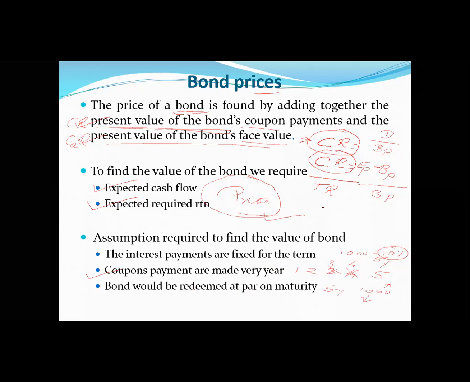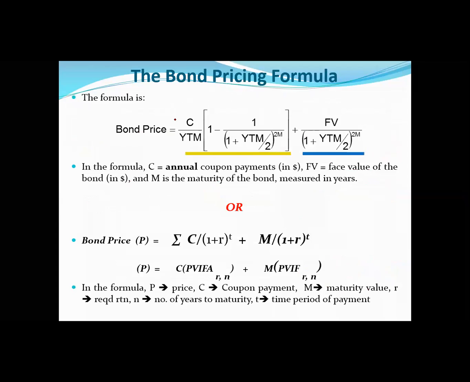Now, when I take the next slide, please don't get frightened by looking at the formula. The formula is actually very simple. It looks complicated, but actually it is not so complicated. Now, there are various methods by which we can find out the price of the bond. This is one way by which we can find out the price of the bond. C is nothing but your coupon payments divided by YTM.